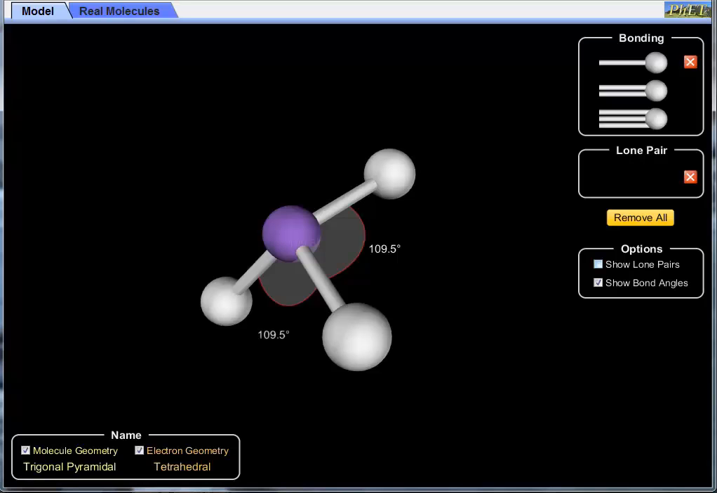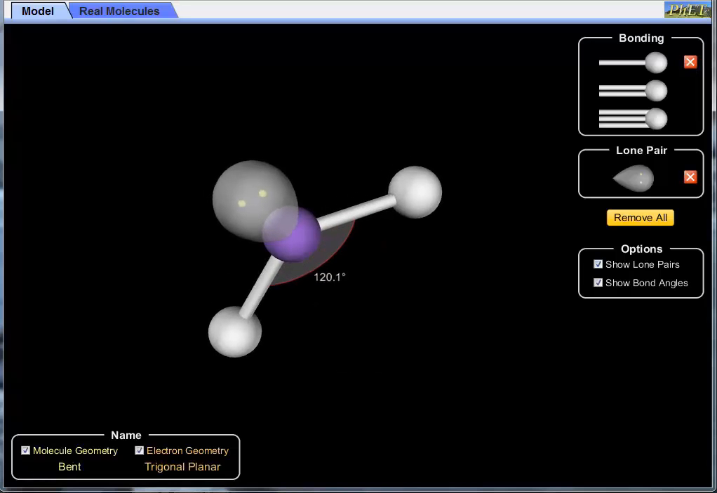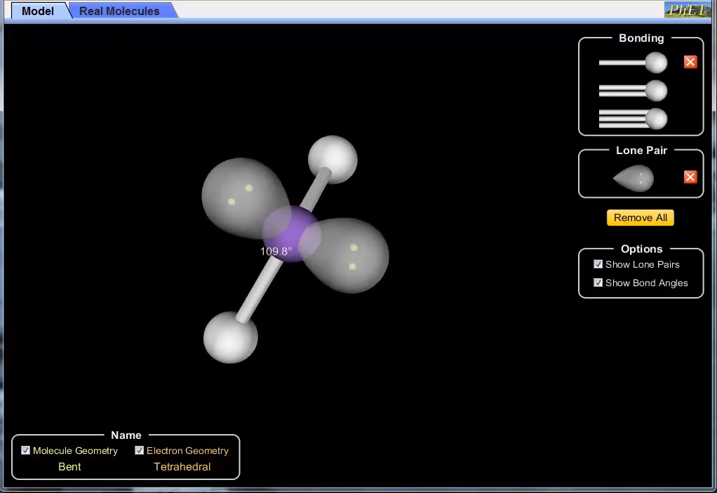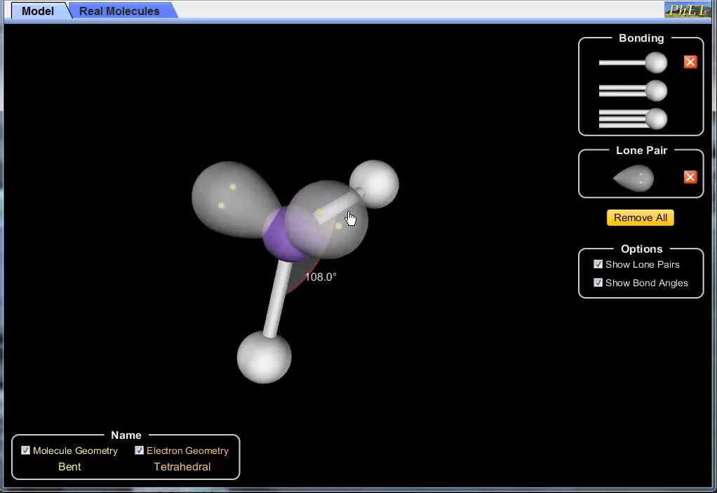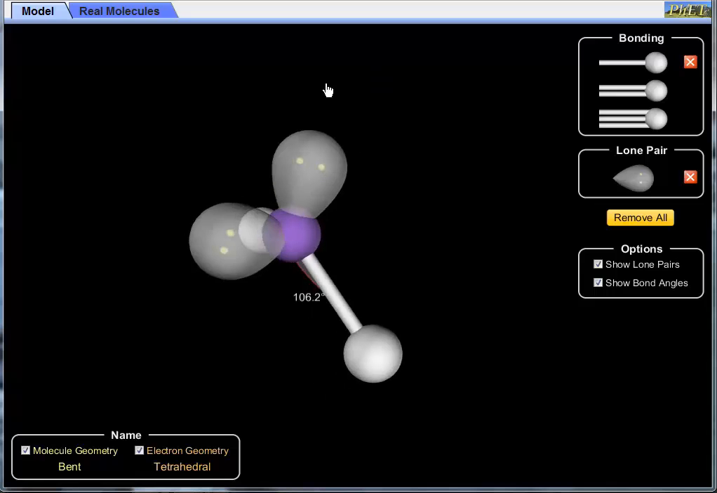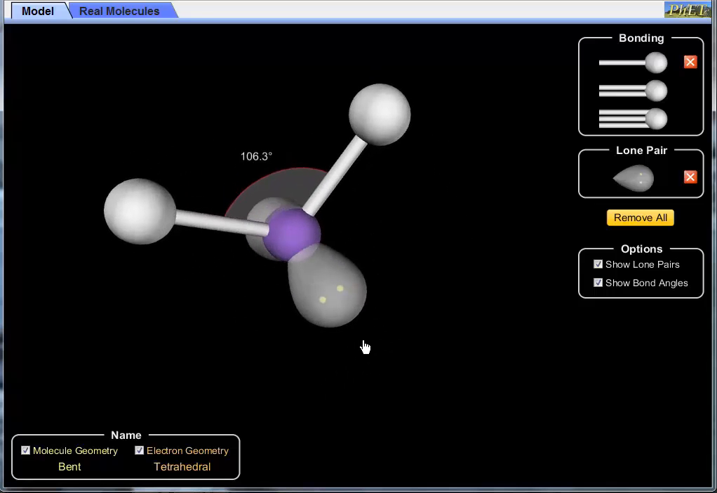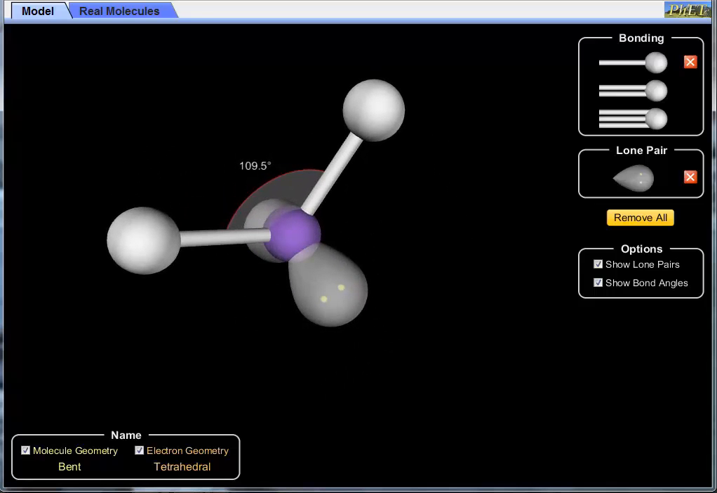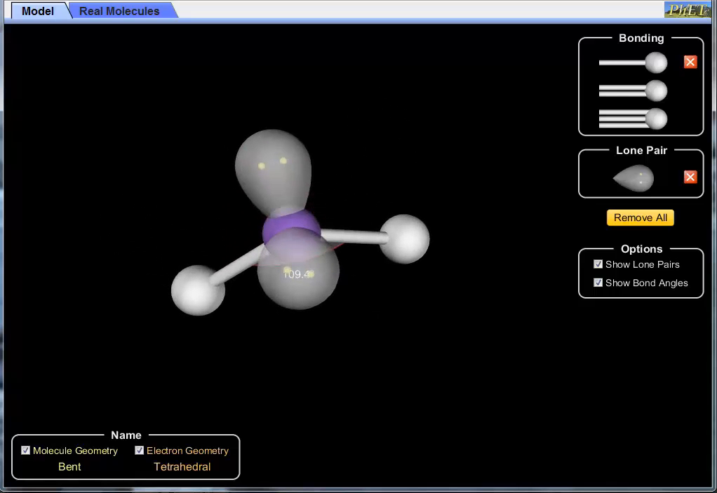And now we're going to show the lone pair, and we're going to remove one of the single bonds and add another lone pair. Now, these lone pairs and bonding pairs would be determined by drawing the Lewis dot structure of the molecule. Then we look at the interaction of the electron domains to look at the three-dimensional shape of the molecule. So we can see here that the electron domains are arranged in a tetrahedral pattern with respect to each other.